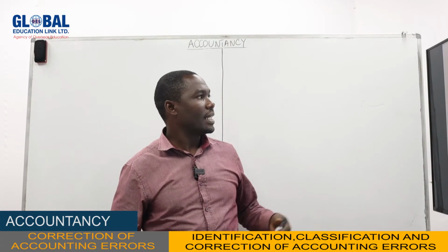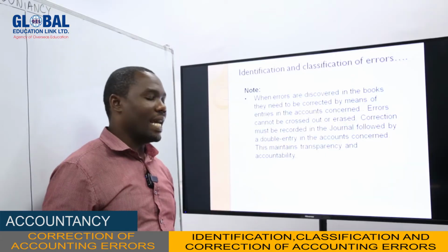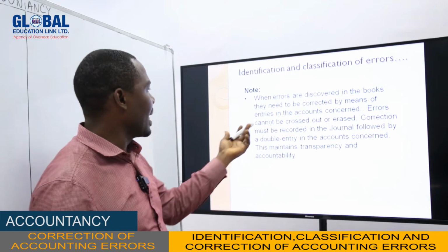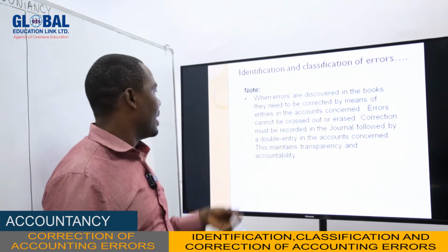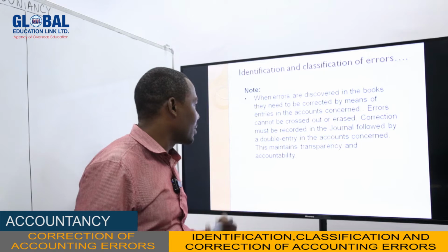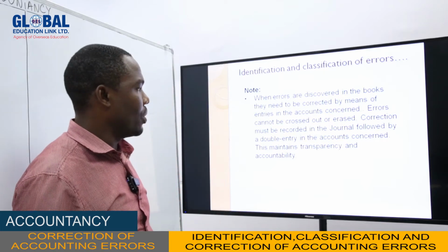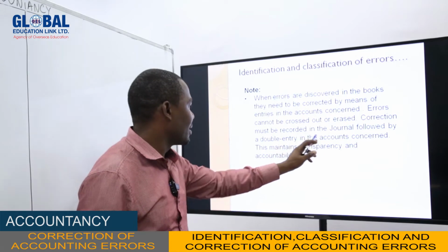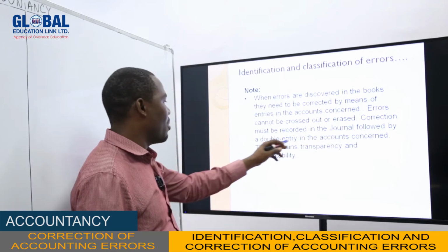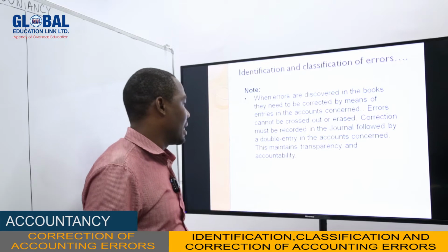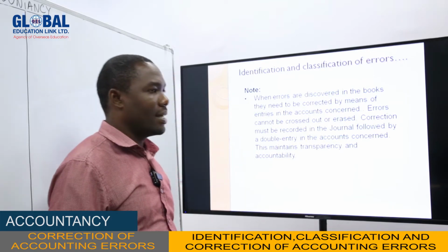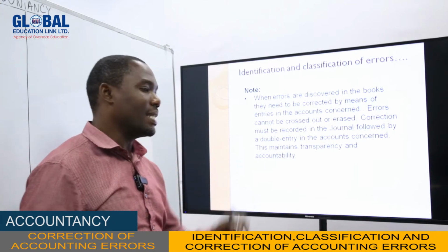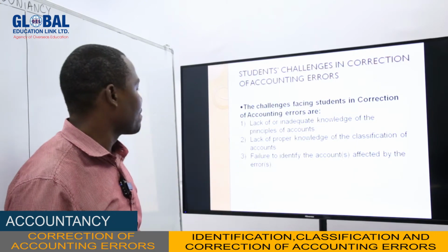We know that in accounting, errors are not erased or crossed. When errors are discovered in the books, they need to be rectified by means of journal entries. So don't erase or cross the error. Correction must be done through a journal entry, followed by double entry in the accounts concerned. Why this? This is just to maintain transparency and accountability, and this is the accounting profession.